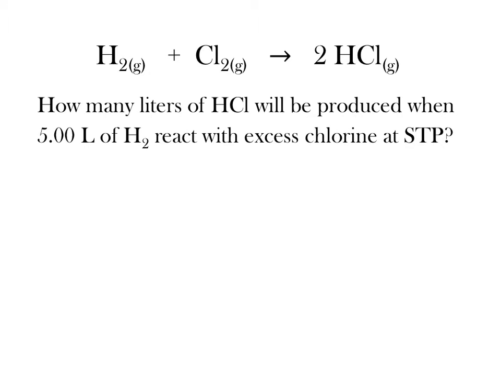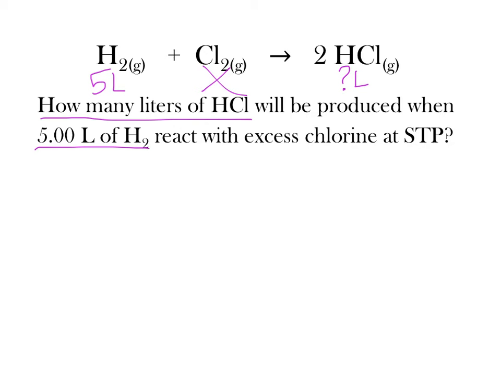So we have number 18 in your notes. H2 plus Cl2 makes 2HCl. How many liters of HCl, question mark liters under the HCl, will be produced when 5 liters of hydrogen, 5 liters under the hydrogen, react with excess chlorine at STP? Excess means that there is more than plenty of the chlorine, so we don't really have to worry about how much chlorine there is, just plenty or excess, so I X it out.